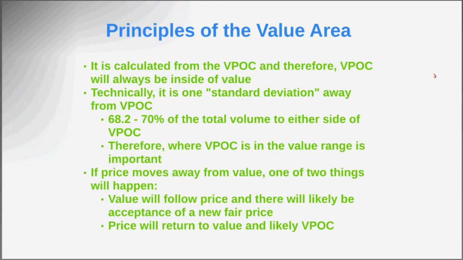And we have a lot of confidence because of the market structure and things like where VPOC is relative to value, of what is most likely to happen with buyers and sellers at specific levels. If price moves away from value, one of two things happen. Value is either going to continue to follow price, and there'll be most likely acceptance, a new fair price, maybe a VPOC shift, or price is going to return back to value. And then most likely, if price gets rejected, it's going to return back to the high volume area or VPOC.